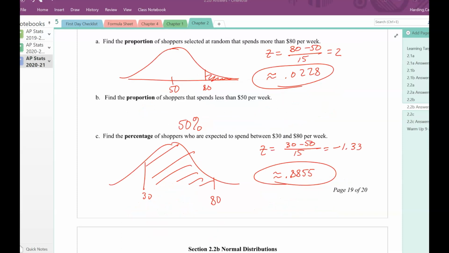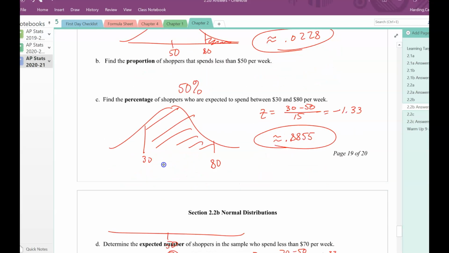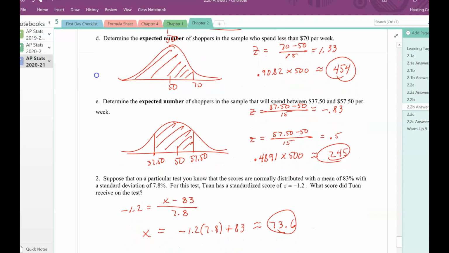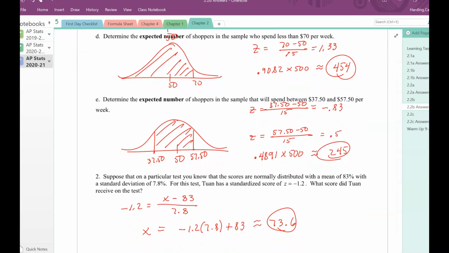Part B, find the proportion of shoppers that spend less than $50 a week. No calculation needed. 50 is the mean, so it's 50%. Part C, find the percentage of shoppers who are expected to spend between 30 and 80. You're finding z-scores for both of those and finding the area that's in between. And on the last page, determine the expected number of shoppers in this sample who spend less than 70.